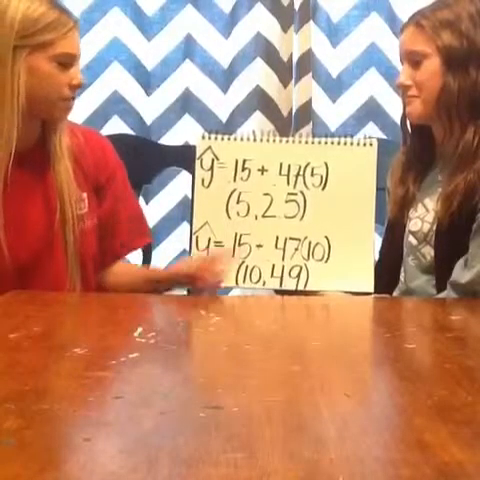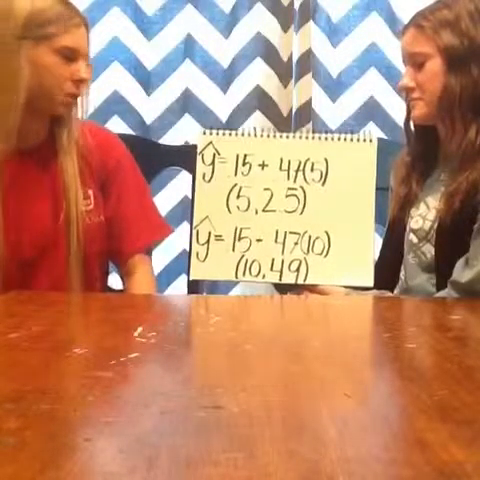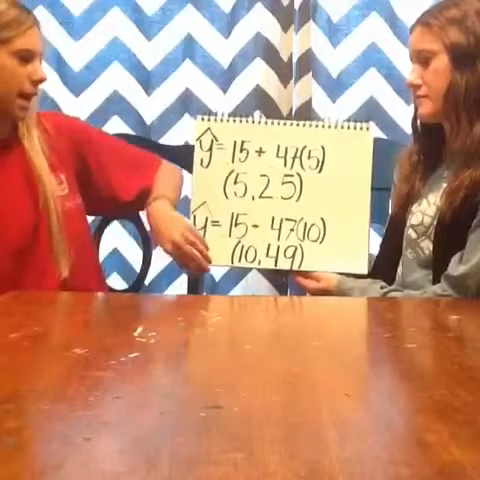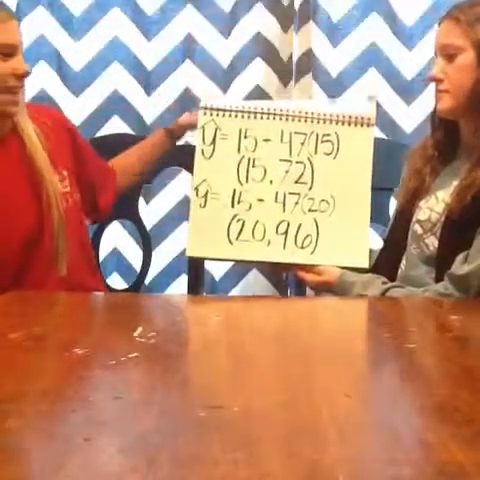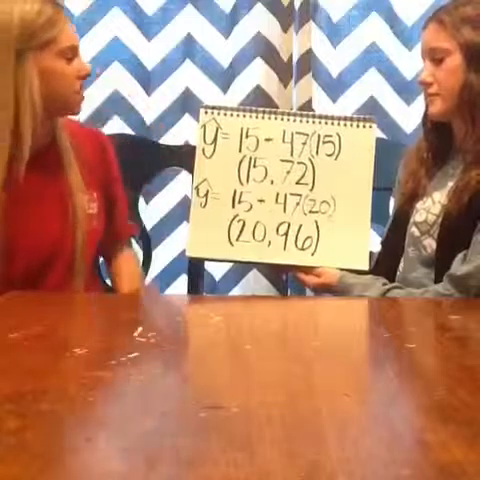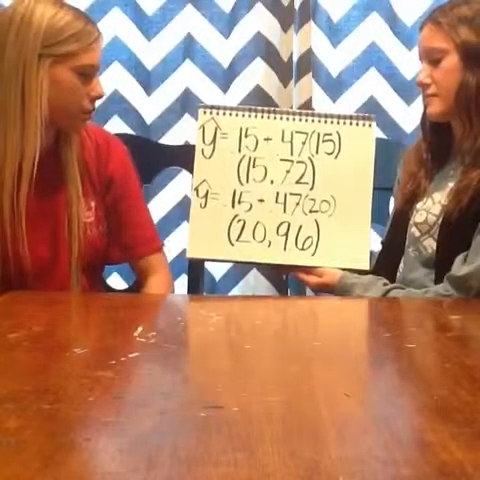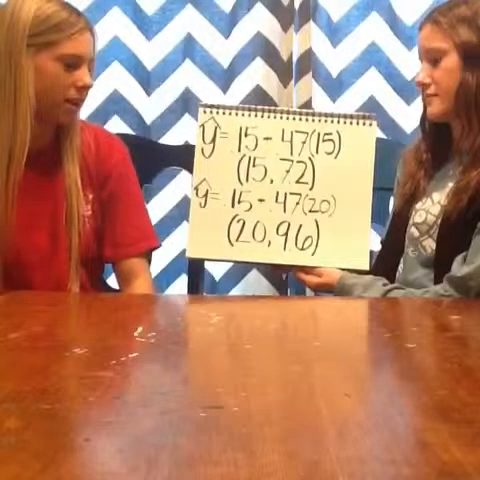We plugged in 5 to the equation and got (5, 2.5). We plugged in 10 to the equation and got (10, 4.9). We plugged in 15 to the equation and got (15, 7.2). And we plugged in 20 to the equation and got (20, 9.6).